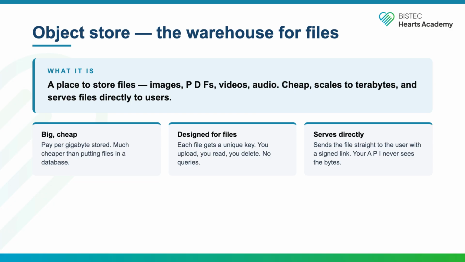3 reasons it is great: cheap, pay per gigabyte stored, much cheaper than putting files in a database. Designed for files. No queries, no schema, just keys and bytes. Serves directly. The object store can hand a file to the user with a signed link. Your API never sees the bytes. That keeps your API light. In Azure, this is Azure Blob Storage. The other big one is Amazon S3.